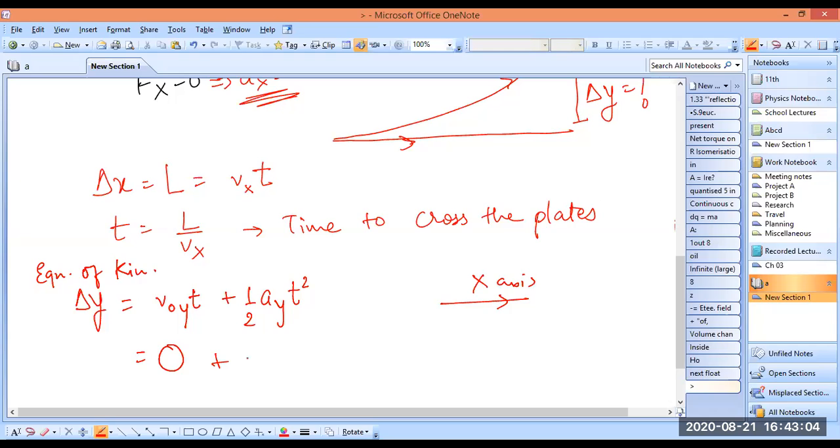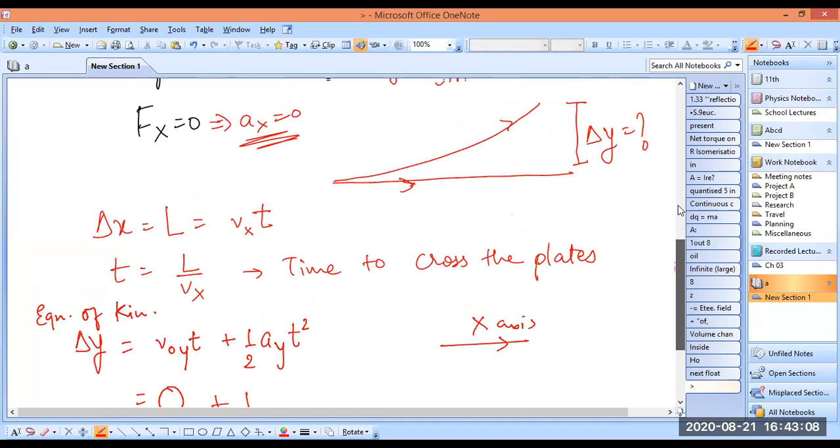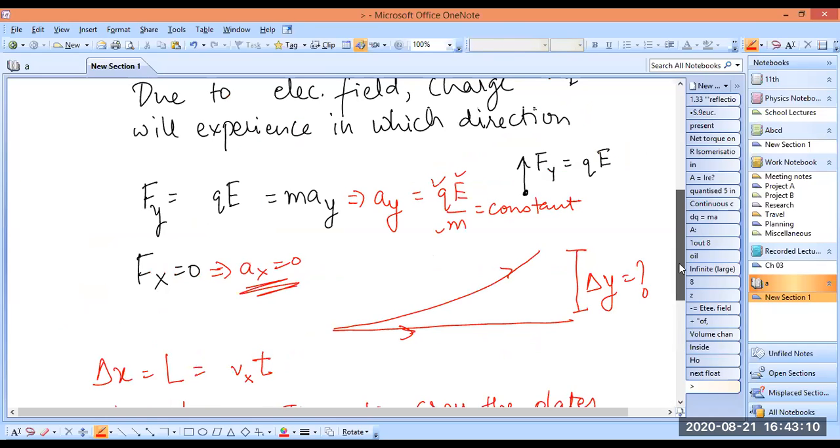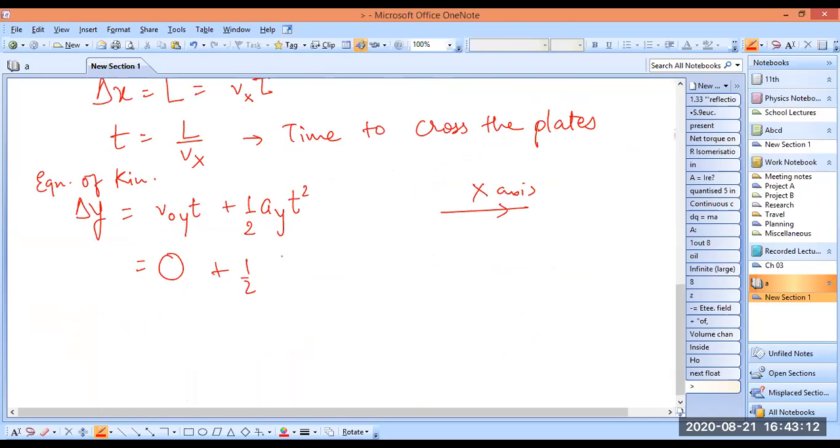Plus half, instead of ay, where did ay go? Over here. ay is QE by m, into t square. T square is L square upon Vx square, right? So based on this, we have got the answer. So that is it.